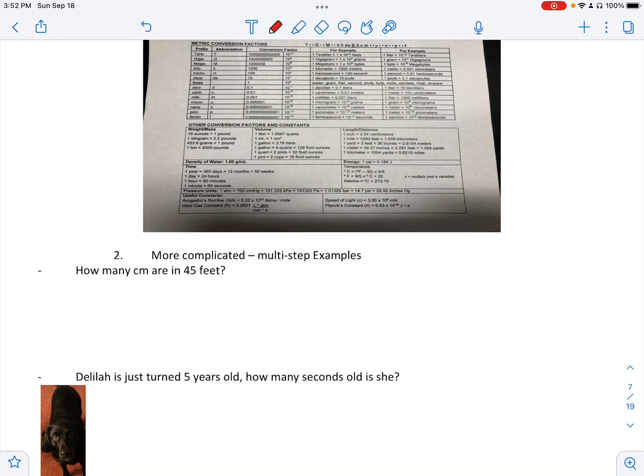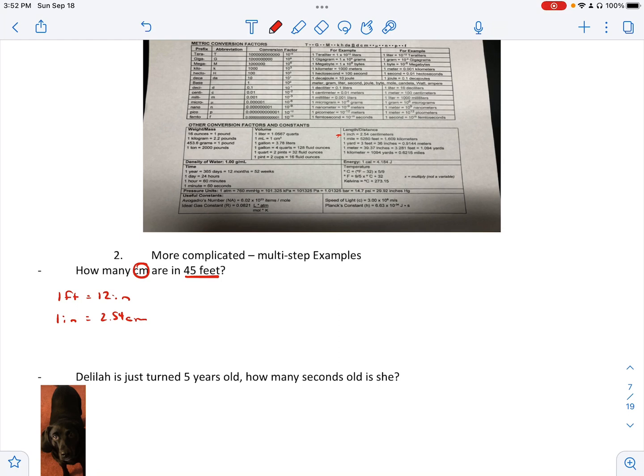It says how many centimeters, we're looking for centimeters, are in 45 feet. Kind of out here to the side, what I like to do is all the steps that I need. So I know that 1 foot equals 12 inches. I also know that 1 inch equals 2.54 centimeters. Those are both found on the table. Maybe we just know that 12 inches equals 1 foot.